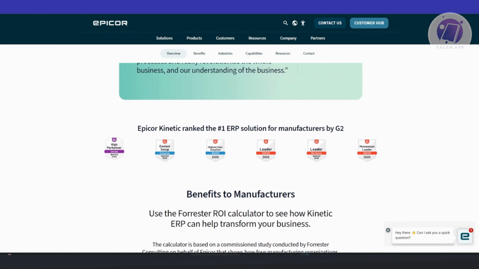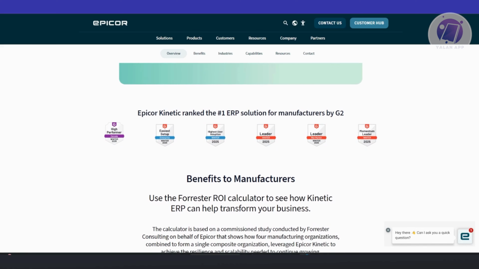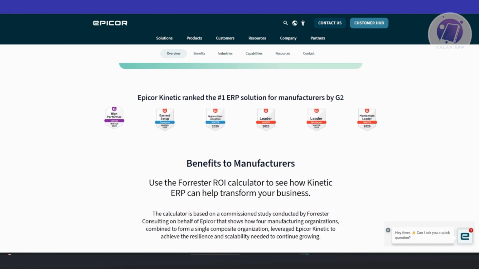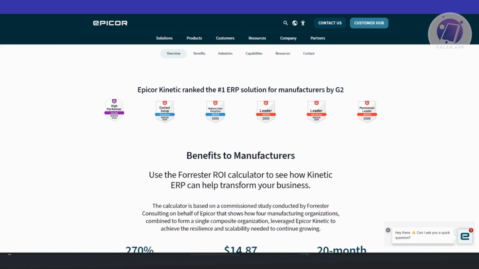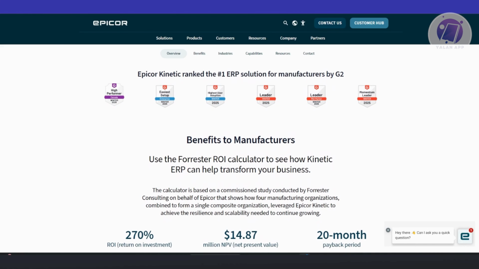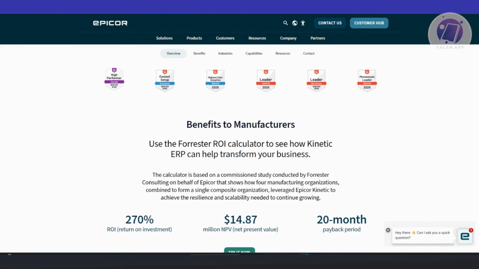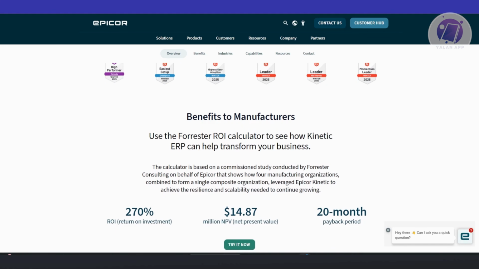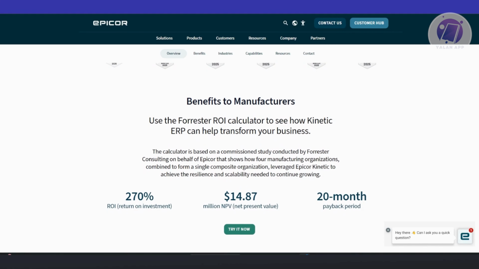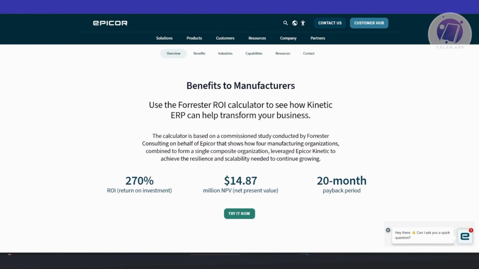Now, why choose Kinetic ERP? Epicor Kinetic ERP stands out because of its user-friendly interface. It's easy to navigate and customize, making it ideal for businesses just starting their ERP journey. It also stands out because of its adaptability and scalability. It grows with your business, whether you're a small startup or a large enterprise. And they have a cloud-first approach. It keeps your business competitive with the latest technology while reducing IT infrastructure burdens. And they have real-time insights. The built-in analytics and reporting tools empower better decision making and transparency. And they have industry focus. It's particularly strong in manufacturing and distribution, where efficiency and precision are critical.